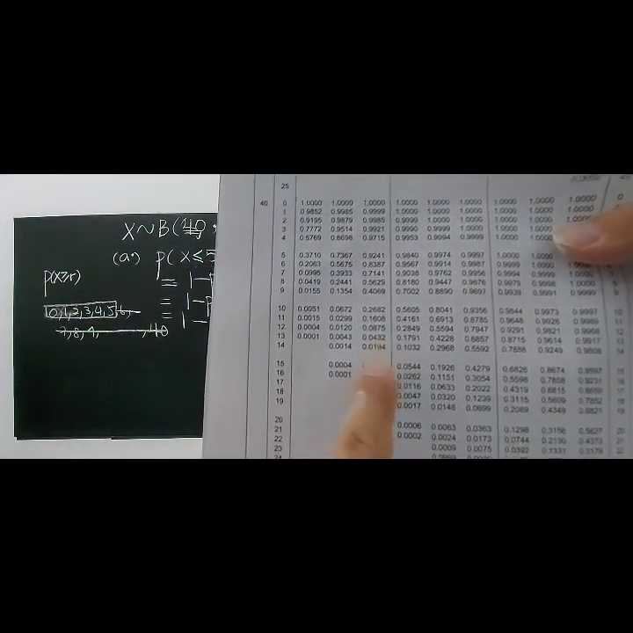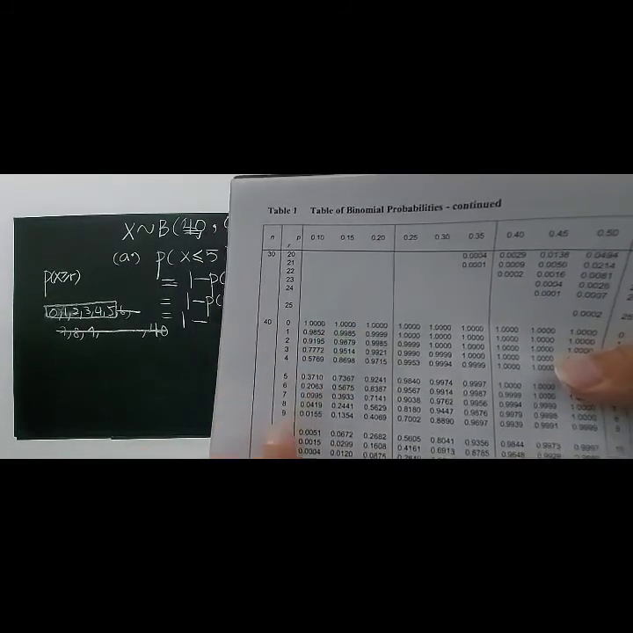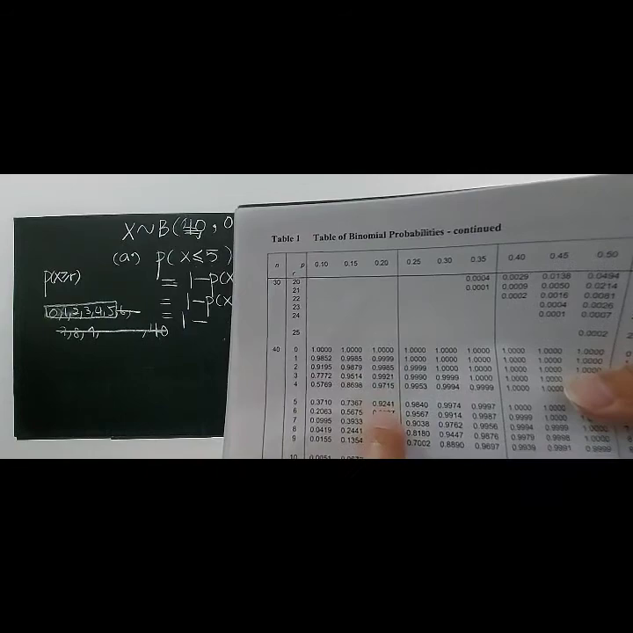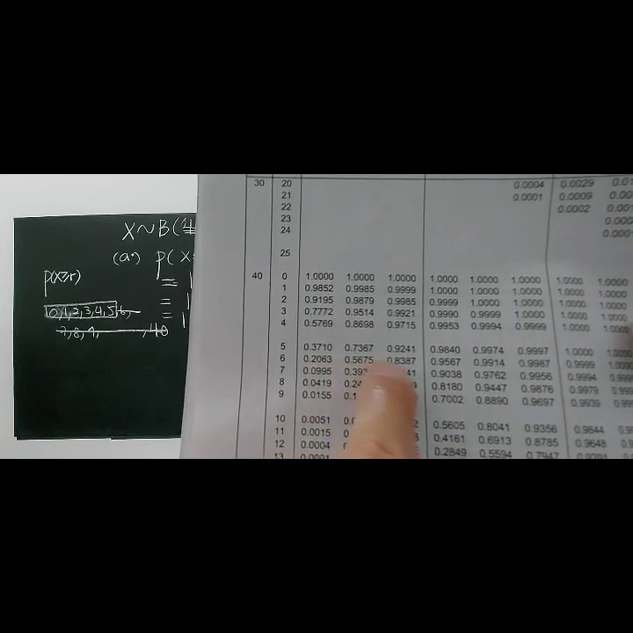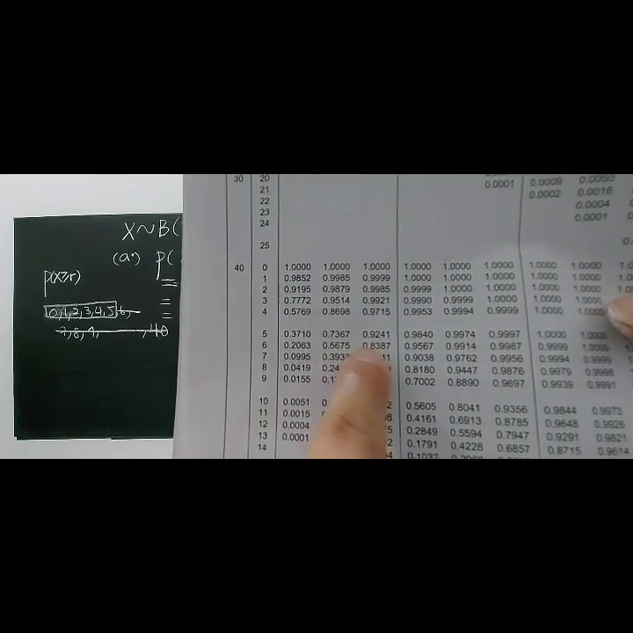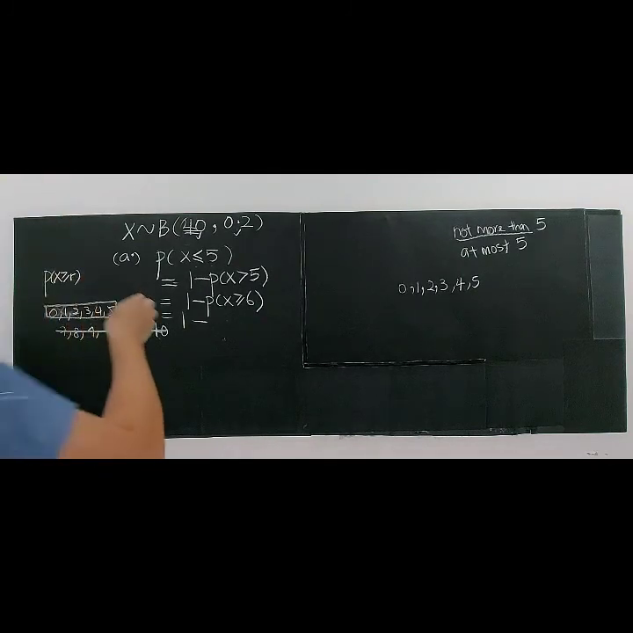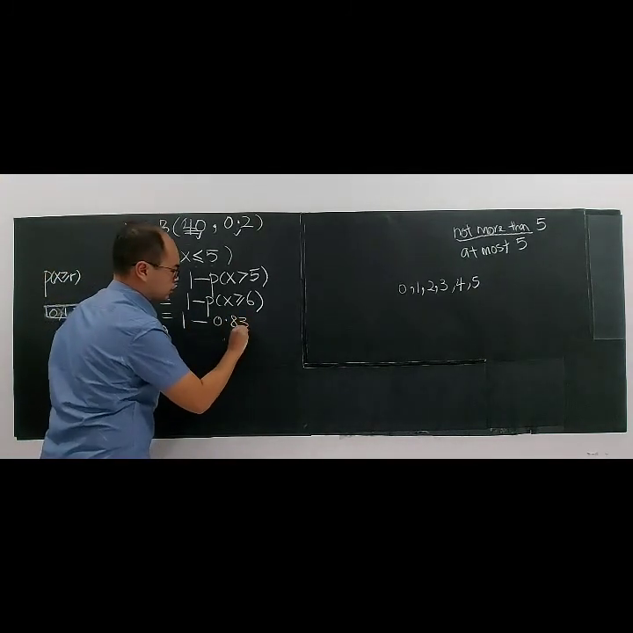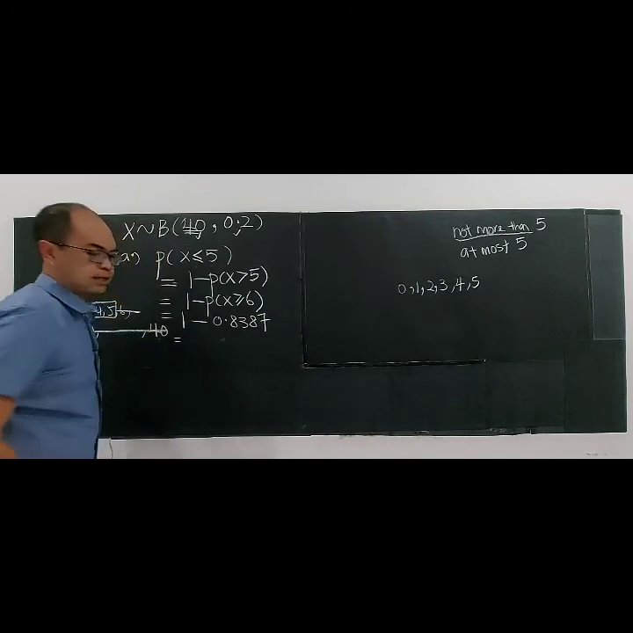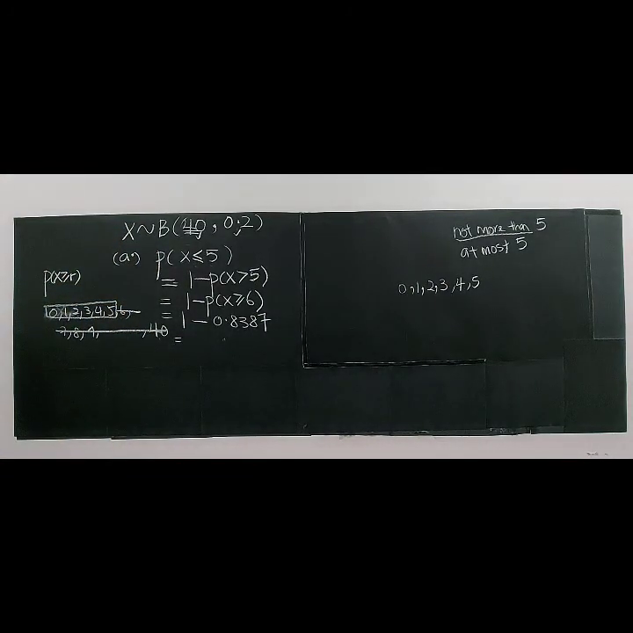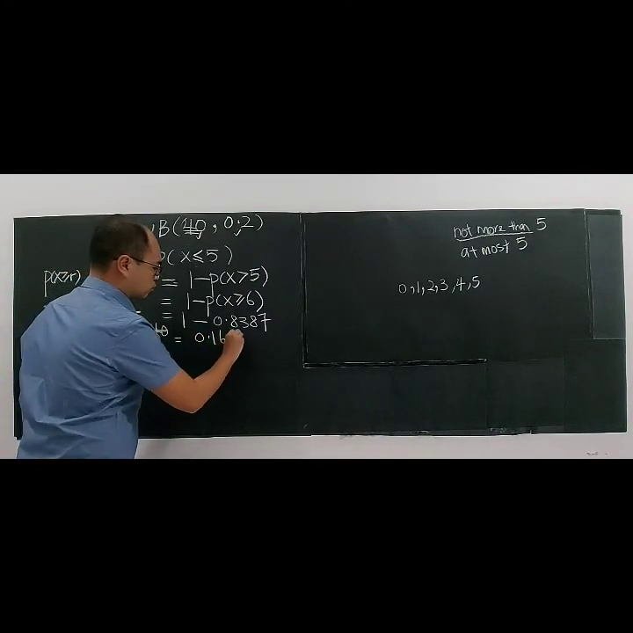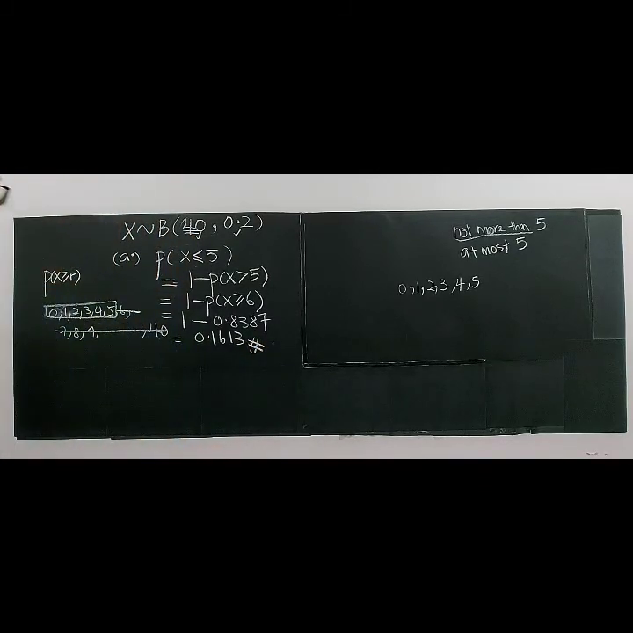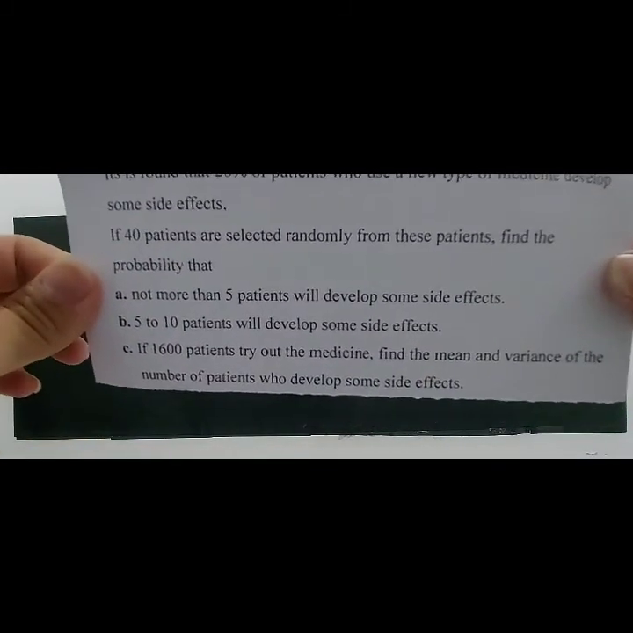Very easy, okay? So from here, be careful. So 40, 0.2, 6, right? Where is 6? Here, 6. Can you see that? This column, 0.8387. So you just put the value here, 0.8387. Then you will get your required answer, which is 0.1613. Very simple. Alright, okay, let's continue with part B.